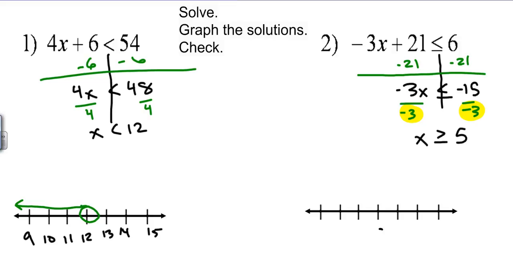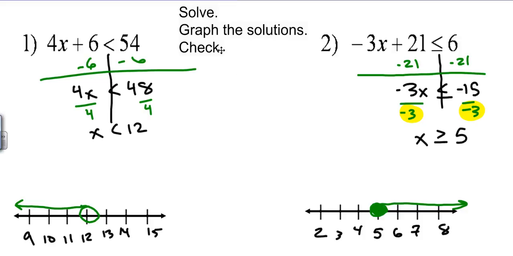So I'm going to put 5 down the middle of my number line, fill in the rest. Because I'm greater than or equal to 5, that means I want a big solid circle, because 5 is one of my solutions. Over here 12 isn't, but here 5 is. And I want all numbers greater than 5. So numbers greater than 5 are 6, 7, 8, and so forth.